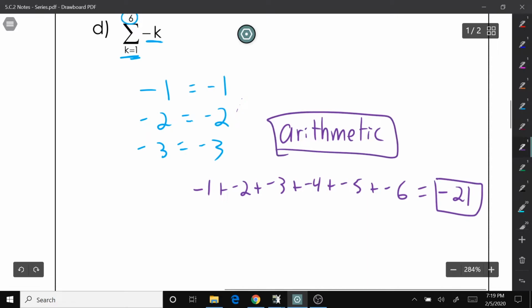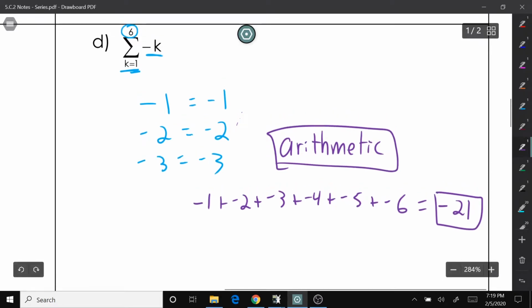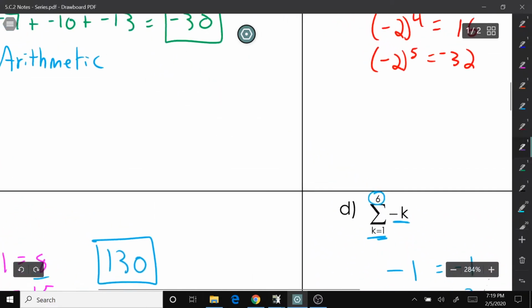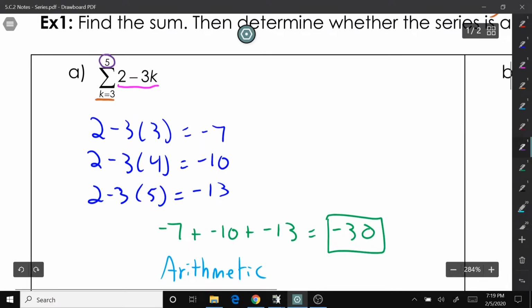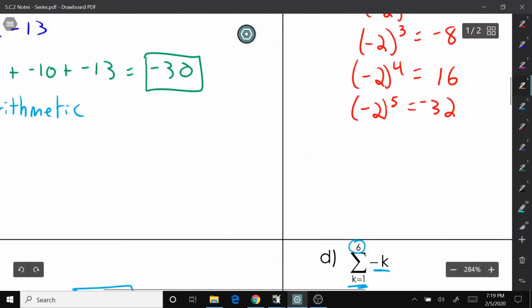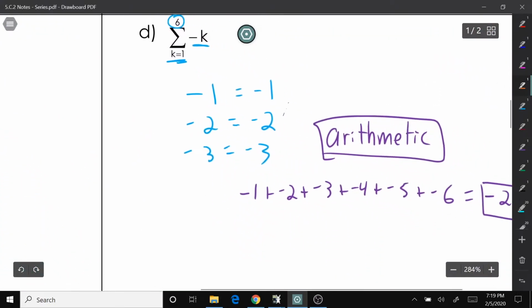And it is arithmetic. So one of the things you could think about is if this function is linear, then you know it's going to be arithmetic. You know, let's look at our other arithmetic one. Here, 2 minus 3k. That's a linear function. Think of it as 2 minus 3x. You guys know that this is a line, so it's going to be an arithmetic function. And that might make things a little bit easier for you.